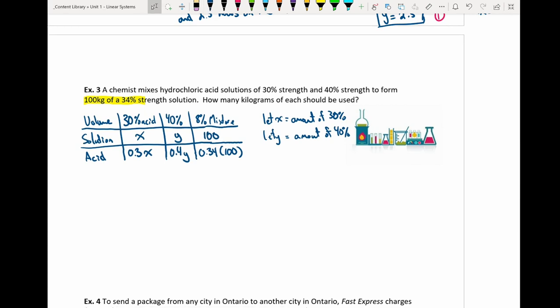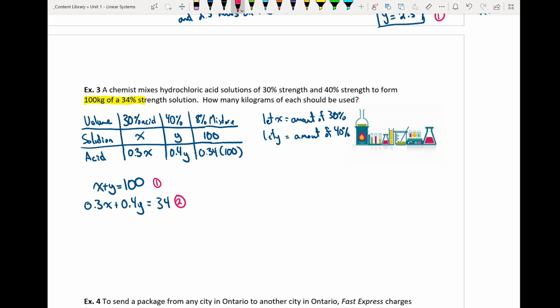So here I'm going to come up with my two equations. Equation 1 is going to be x plus y equals 100. And equation 2 is going to be 0.3x plus 0.4y is equal to, and then I'll simplify this, which would just be 34. So this is going to be my second equation.